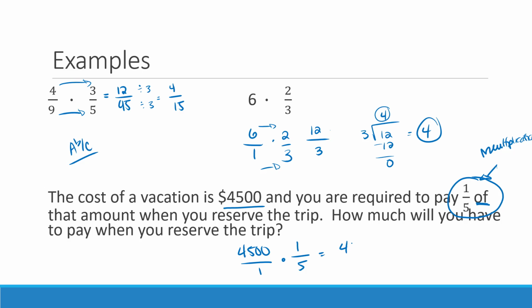So multiplying straight across would give us 4,500. 1 times 5 will give us 5. If we divide these two to change it to a mixed number, notice these divide evenly. So the amount that you would have to reserve for the trip would be $900.